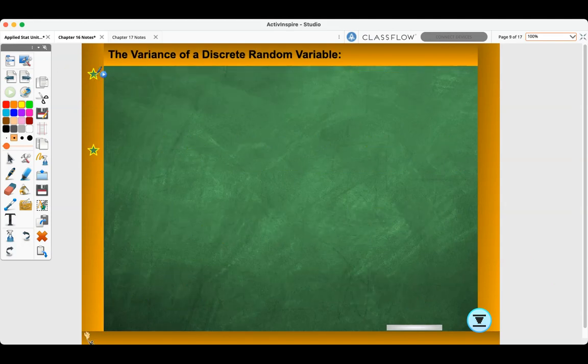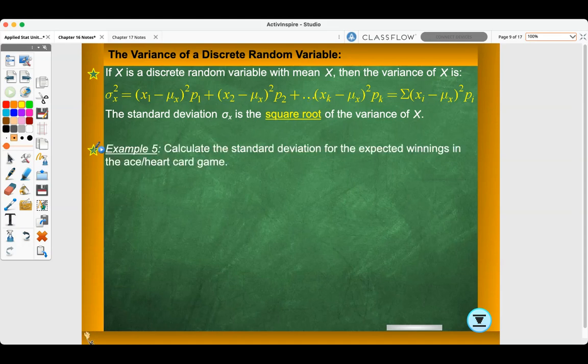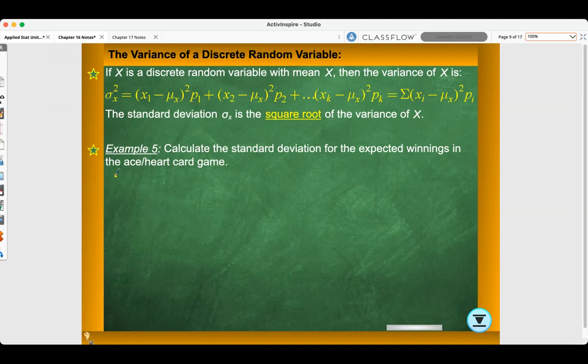Let's look at the variance of a discrete random variable. If x is a discrete random variable with mean μ, then its variance is you take the x value minus the mean, square it, and multiply it by the probability, and you add each one of those for each individual result. To find the standard deviation, we just square root the variance. So let's calculate the standard deviation for the expected winnings in the ace of hearts game. In order to get the standard deviation, we first need to have the variance. So I want the variance of y.